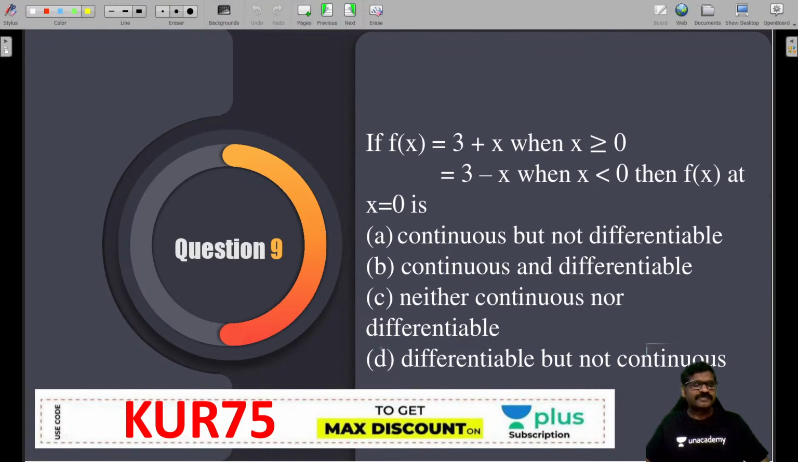Next problem. f of x is 3 plus x for x greater than or equal to 0, and 3 minus x when x less than 0.